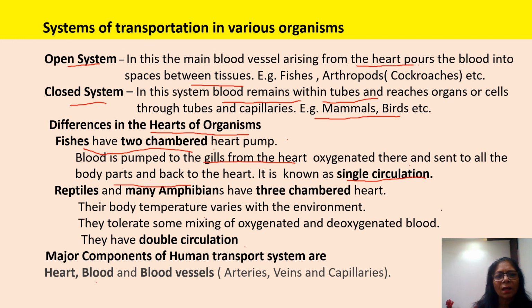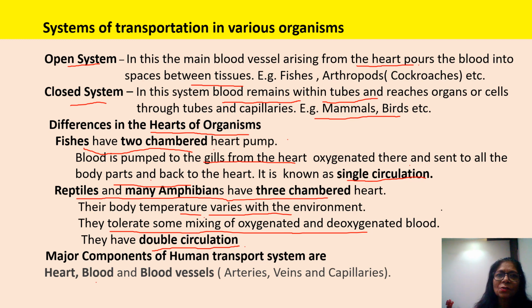There are many reptiles and many amphibians which have three-chambered heart. Though they have three-chambered heart, they tolerate some mixing of oxygenated and deoxygenated blood. They follow double circulation. That means the blood is going twice in the heart. However, their body temperature varies with the environment. That means they are cold-blooded animals. Cold-blooded animal means their body temperature will increase with increase in temperature of the surroundings, or it will decrease with the decrease in temperature of the surroundings.